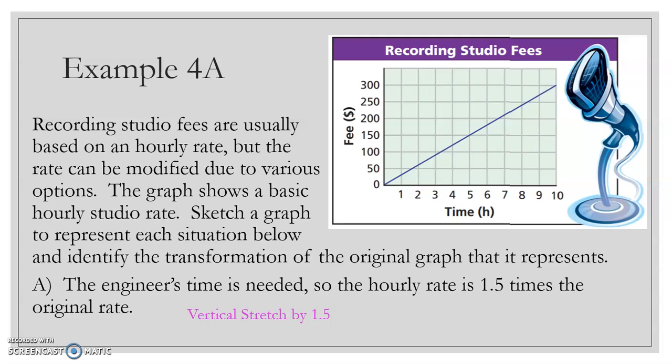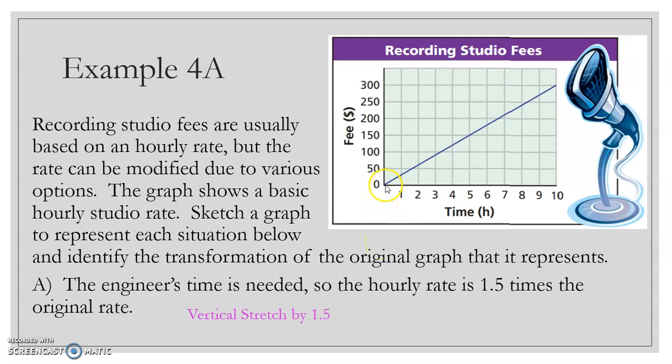In this example, it says recording studio fees are usually based on an hourly rate, but the rate can be modified due to various options. The graph shows a basic hourly studio rate. Sketch a graph to represent each situation below and identify the transformation of the original graph that it represents. So in part A, it says the engineer's time is needed, so the hourly rate is 1.5 times the original rate. So the hourly rate is talking about the fees here, and it's saying it's 1.5 times that fee.